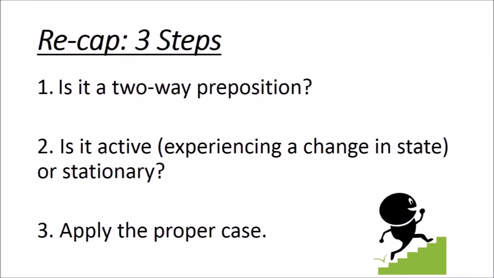In short, there are 3 things you need to consider in order to use two-way prepositions correctly. First, you have to identify the two-way preposition. Next, you need to consider the situation. Is the subject experiencing a change of state, or is it remaining stationary? Finally, apply the proper case in the sentence.